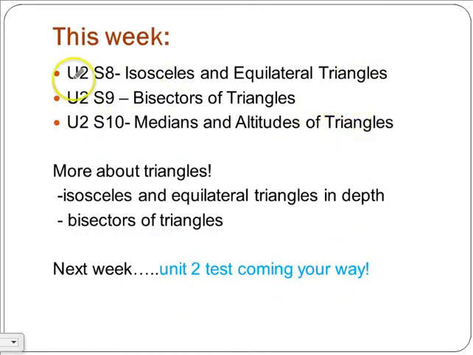So what are we doing this week? We are completing 3 sessions in Unit 2. We're almost wrapping up session 2. We're going to do session 8, which is all about isosceles and equilateral triangles and looking at the angle patterns that occur in those types of triangles. Bisectors and bisectors of triangles will be introduced in Unit 2, Session 9, and then in Unit 2, Session 10, we're going to look at medians and altitudes of triangles. Also, just a heads up that the Unit 2 test is coming next week, so you can start reviewing for that. That will be next week, not this week.